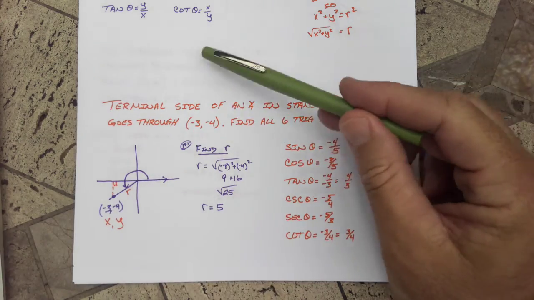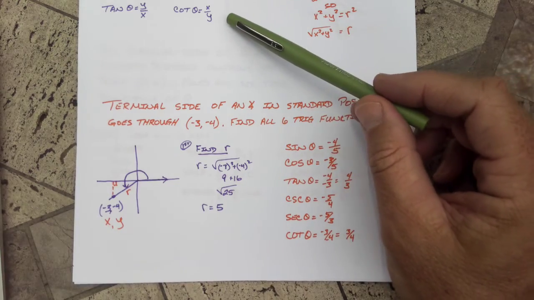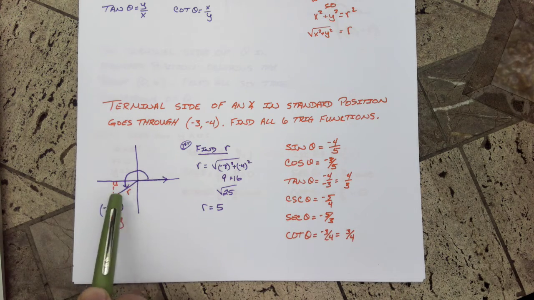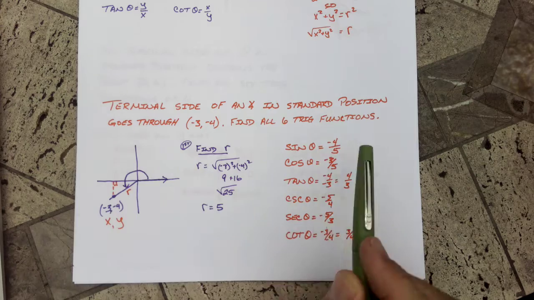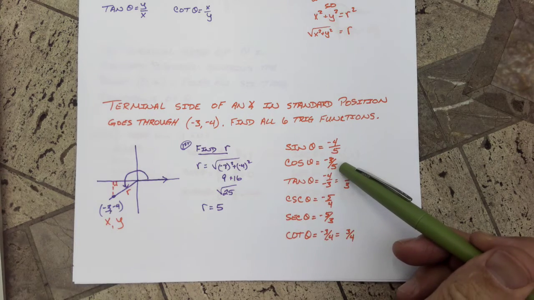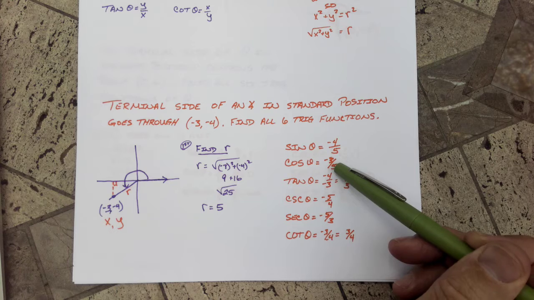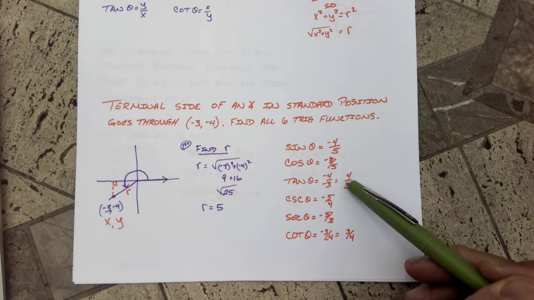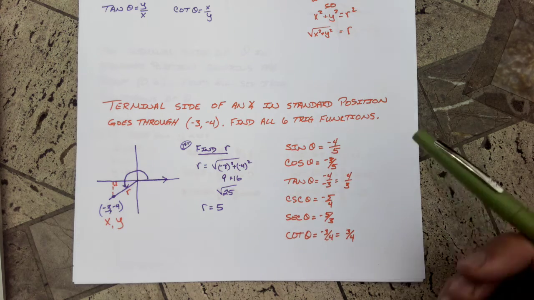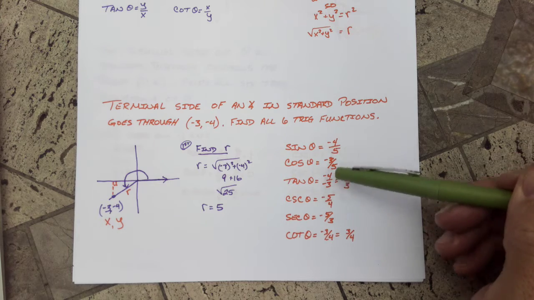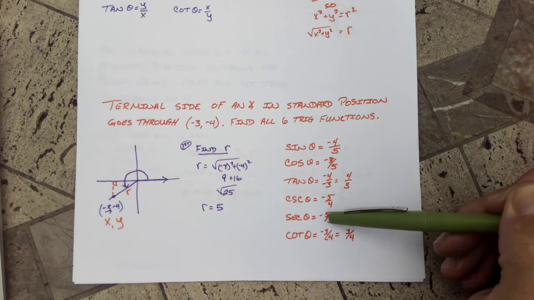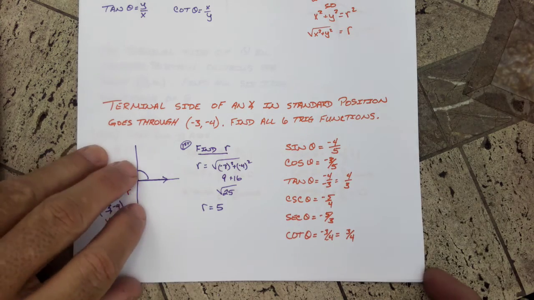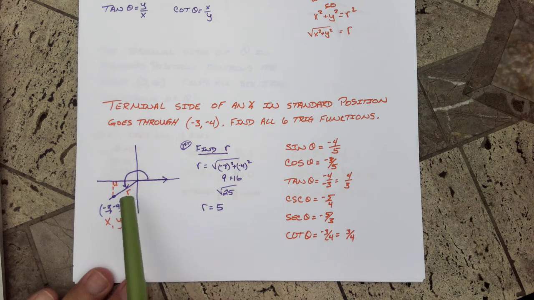So now we just start rattling off these things that I'm sure we all have in memory at this point. So sine is opposite, so here's my angle, sorry. Opposite would be y, so negative 4/5. Cosine of theta, x over r, negative 3/5. Tangent of theta, y over x. Double negative makes it positive 4/3. And then again, these are reciprocals of each other, so flip them. And those are reciprocals of each other, so we flip them.